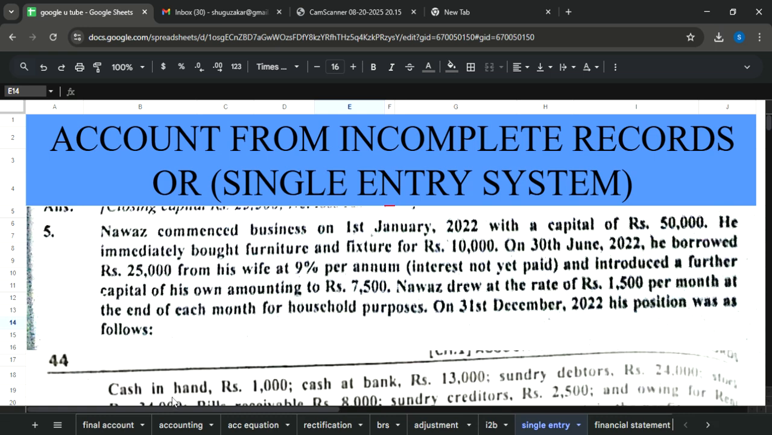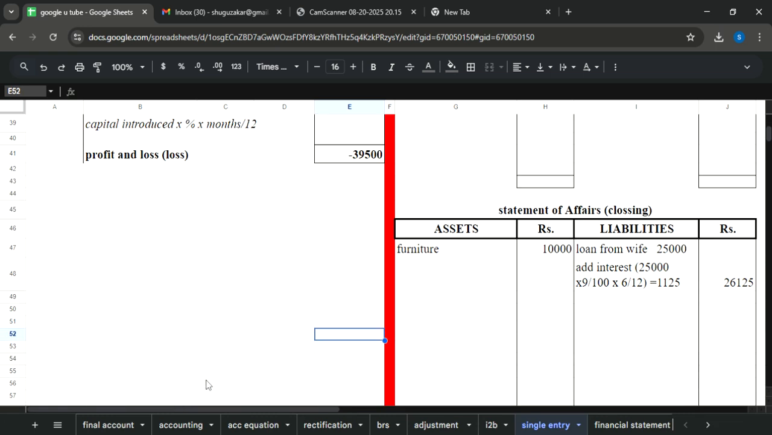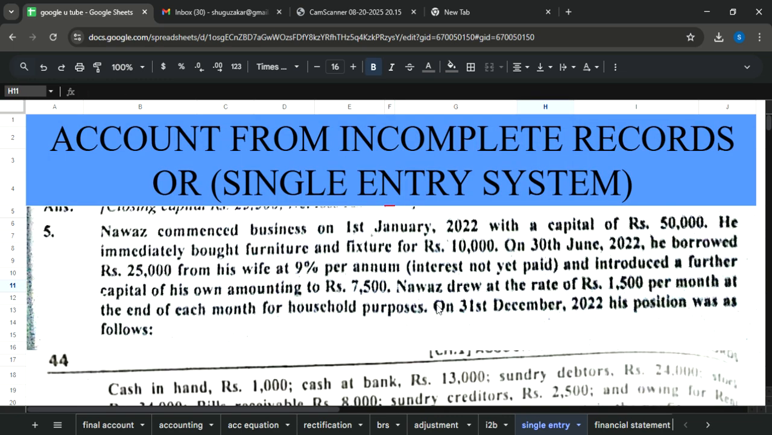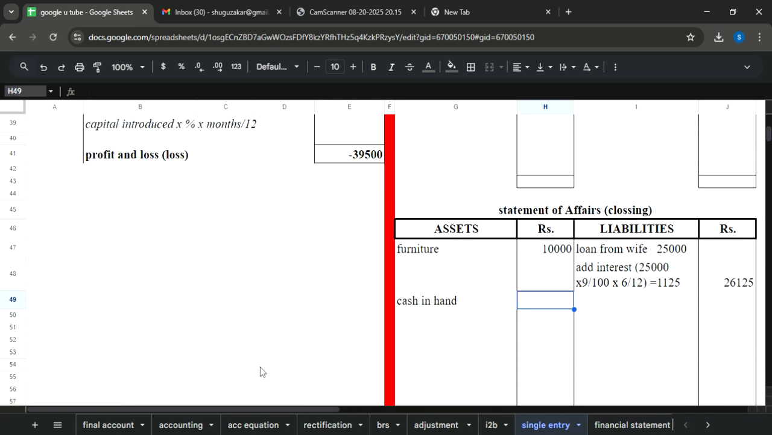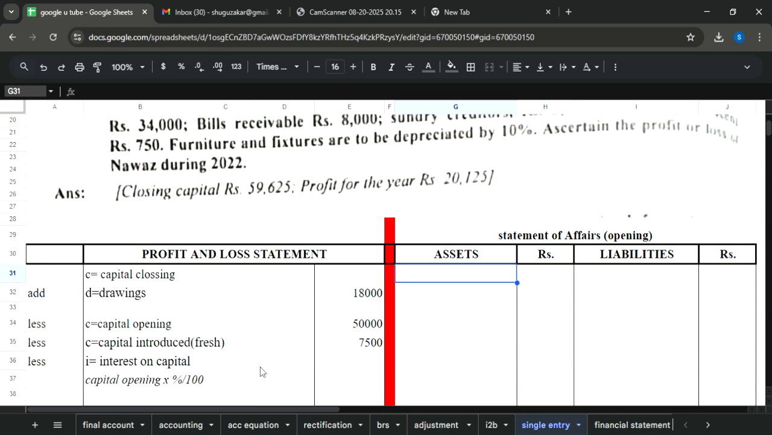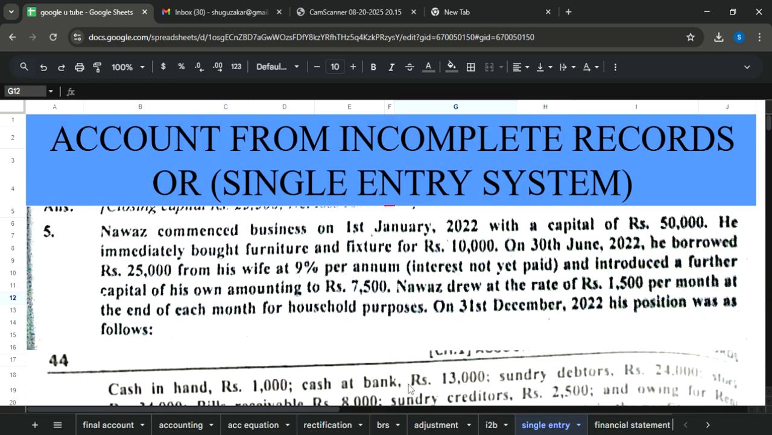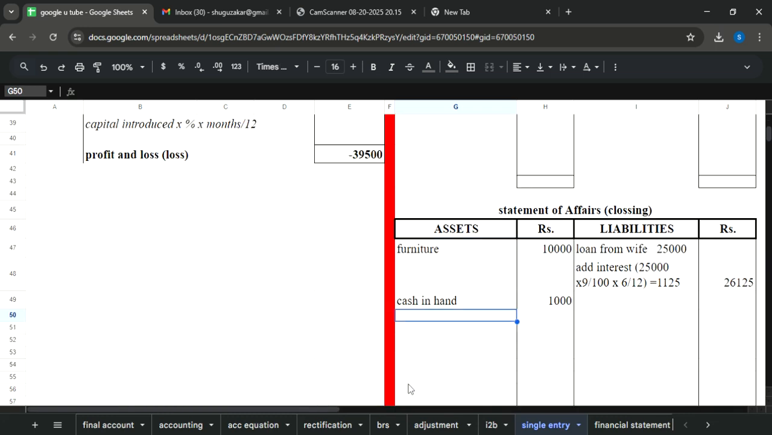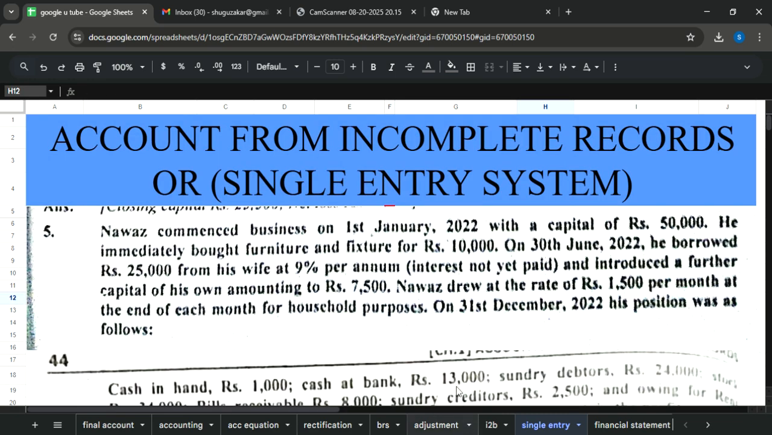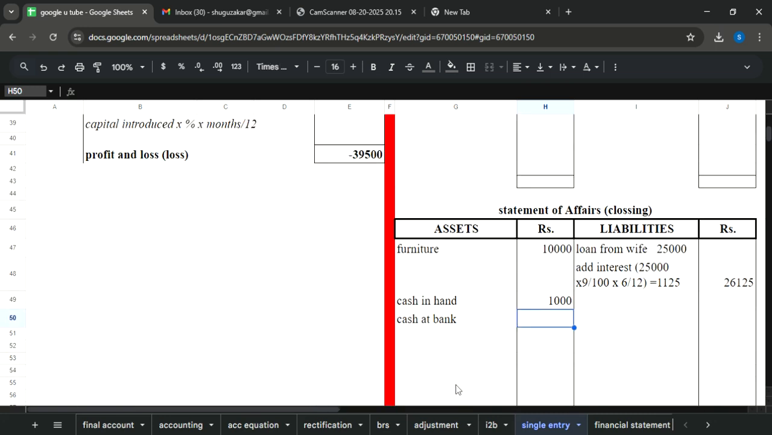First is cash in hand. So come over here and write down cash in hand. The amount of cash in hand mentioned is 1000. So put 1000 in the closing asset side. After cash in hand, we have cash at bank. So write down cash at bank. The amount of cash at bank is 13,000. Put 13,000 in the closing asset side.